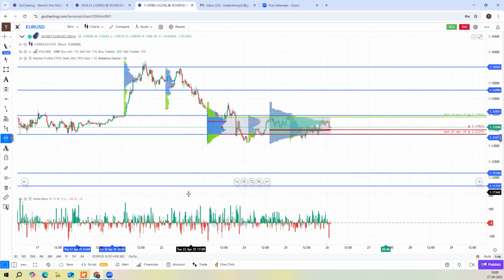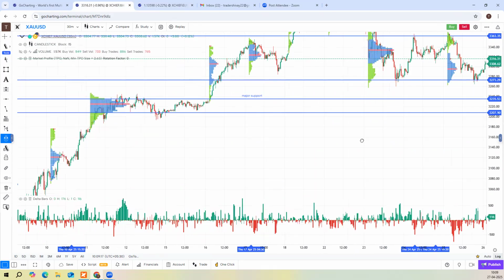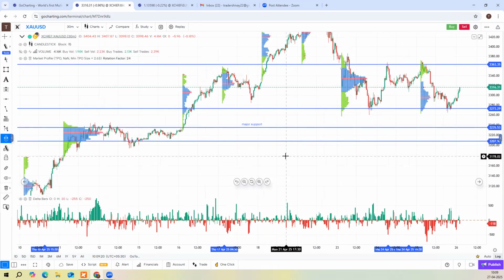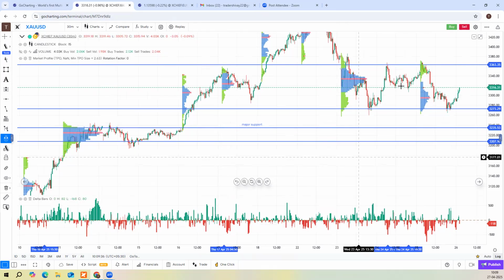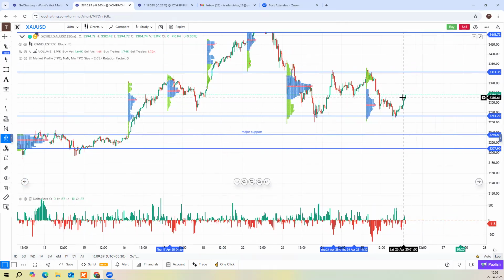Now let's go to XAUUSD. Talking about XAUUSD, guys, this is the composite market profile we have drawn. I talked about this in the previous video as well. This is a major support area because there is a lot of consolidation over here. If the market comes down, we can expect some kind of reversal from these levels.